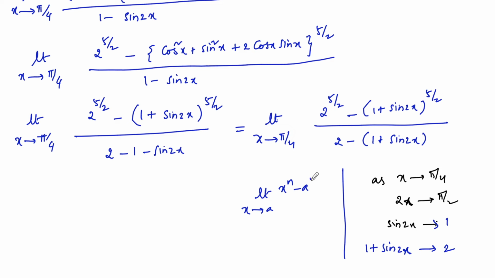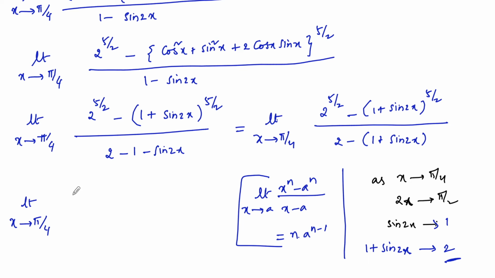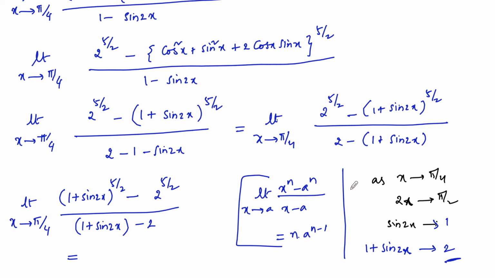x to the power of n minus a to the power of n upon x minus a is equal to n into a to the power of n minus 1. So here as x tends to pi by 4, so 1 plus sin 2x tends to 2, so we can use this concept here, limit x tends to pi by 4, so we can write here as 1 plus sin 2x whole to the power of 5 by 2 minus 2 to the power of 5 by 2, like a is equal to 2, and divided by 1 plus sin 2x minus 2.